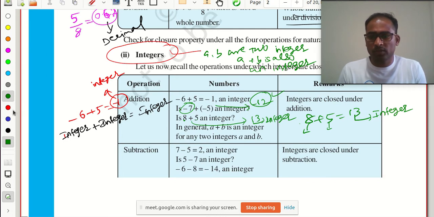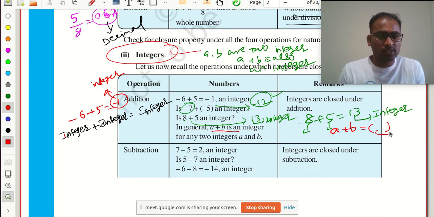In general we can say A is an integer and B is also an integer. If I add this A and B, I will get some result here. This also has to be an integer. Only then can we say these integers are closed under addition.